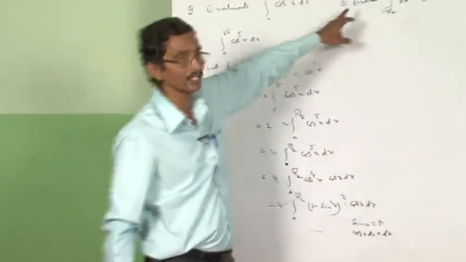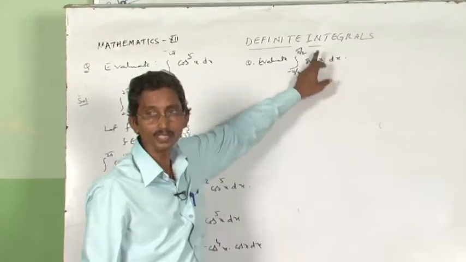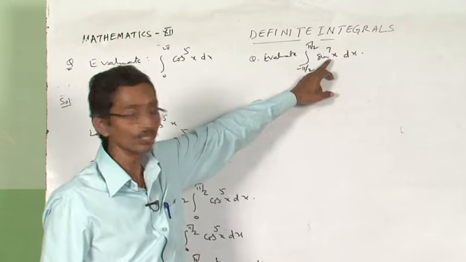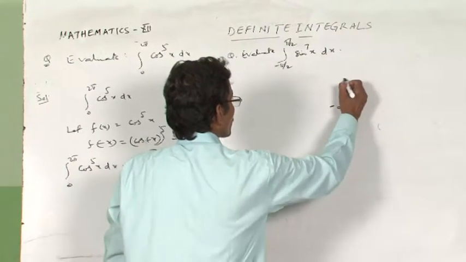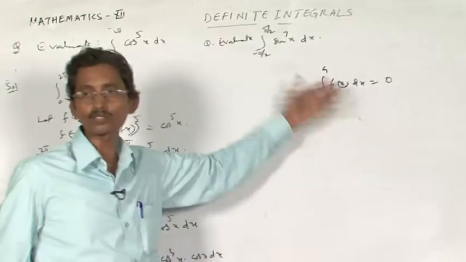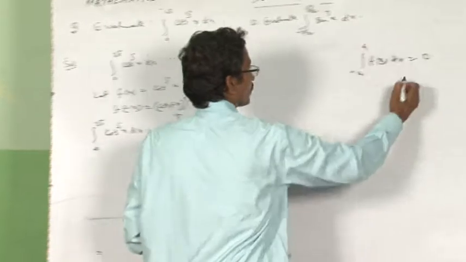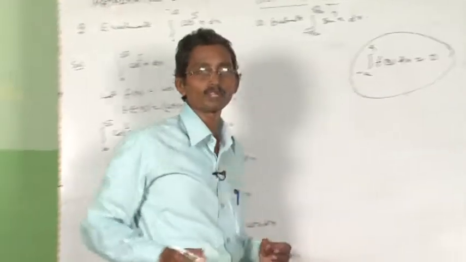And come to the second question: evaluate the integral from minus pi by 2 to pi by 2 of sin^7 x dx. The integrand is an odd function. So, apply the formula: the integral from minus a to a of f(x) dx is directly 0 if f(x) is odd. So there it ends. Therefore, the value is equal to 0.